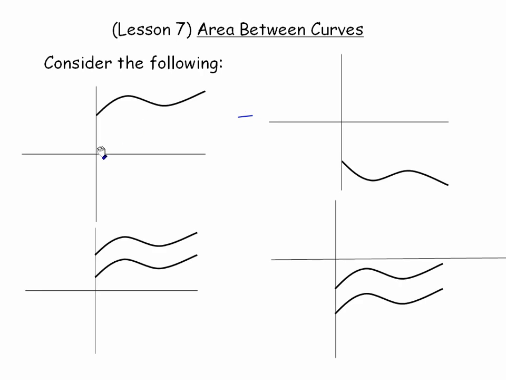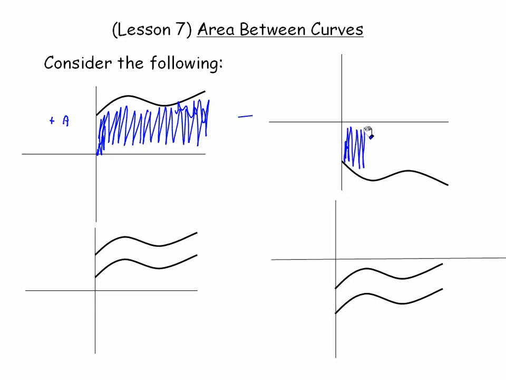Now, as you know, or should know at least, when you're dealing with the definite integral, it always gives you the area between the curve and the x-axis. So in this case, this area would be positive. Whereas if you were down here, because you're below the x-axis, the area is going to be negative.